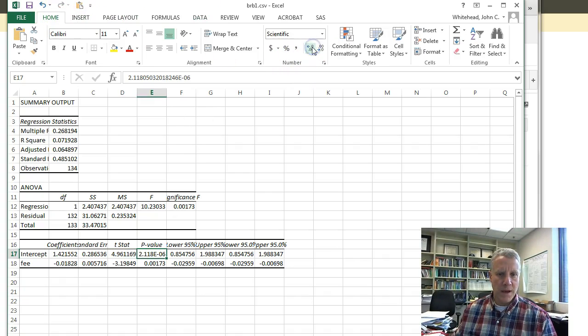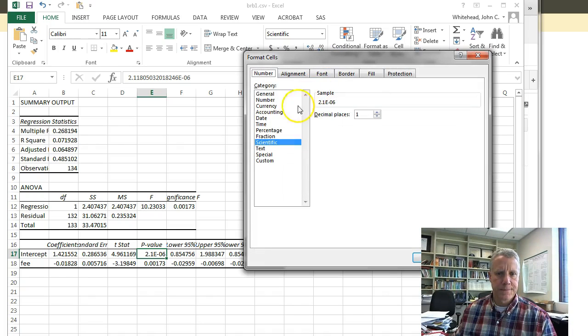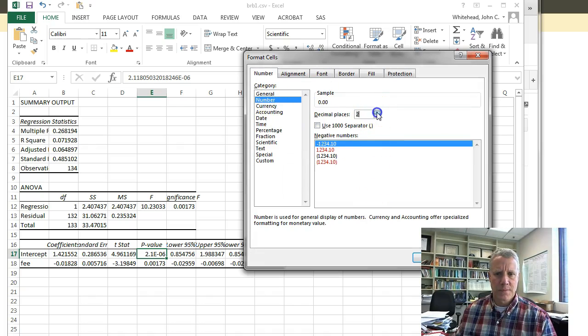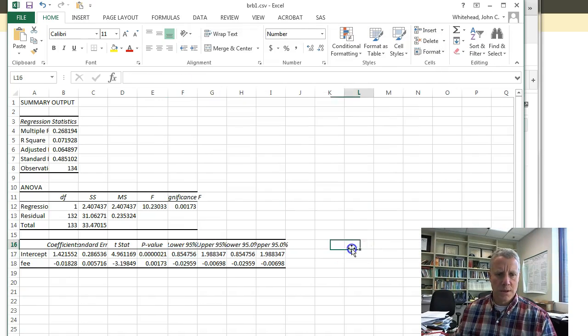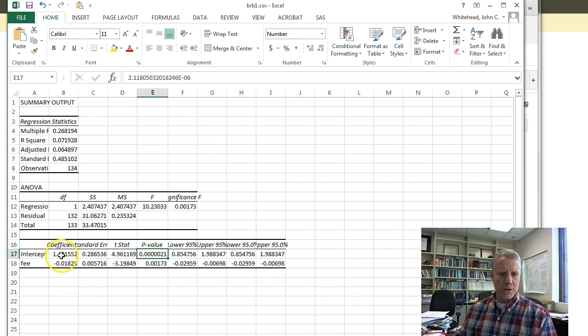One is with the p-value. Oops, and let's turn that into a number. And add a bunch of zeros. So my p-value has a lot of zeros and then a 2, and that tells us we're almost 100% confident that our intercept is not 0.